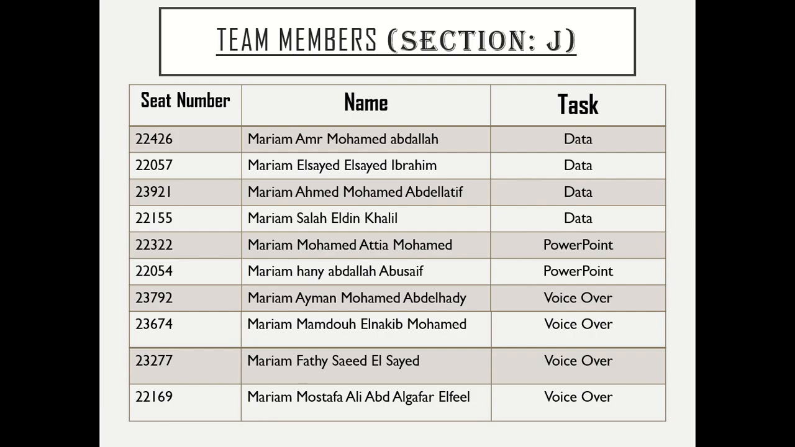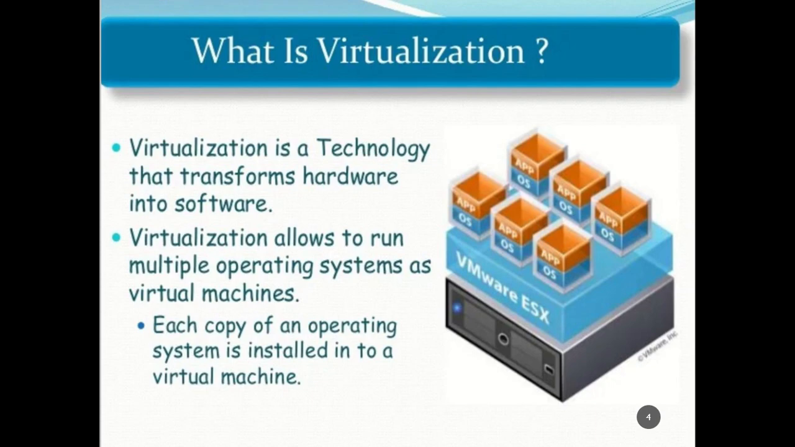So let's start off with what is virtualization. Virtualization is a technology that transforms hardware into software. Virtualization allows you to run multiple operating systems as virtual machines. Each copy of an operating system is installed in a virtual machine.